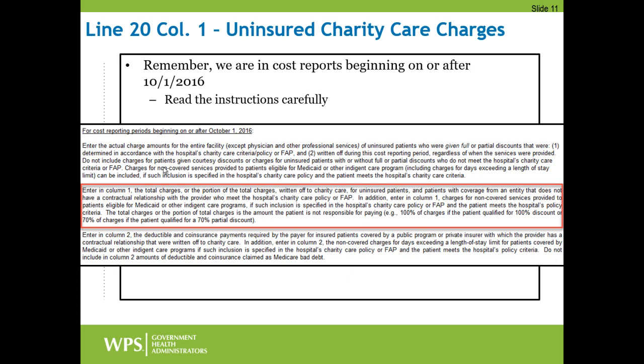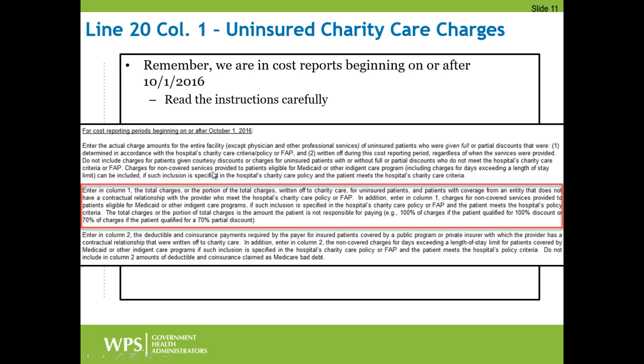Also, do not include charges for patients given courtesy discounts. So we're not going to allow those courtesy discounts versus a charity discount. Courtesy discounts are not allowed. They're for certain groups of individuals. Sometimes they're given to clergy, sometimes they're given to, I don't know, maybe family discounts for physicians or other hospital staff. Things like that have nothing to do with the charity care policy, so they're not allowable. Or charges for uninsured patients with or without full or partial discounts who do not meet the hospital's charity care criteria. If they don't meet your own charity care policy, they're not going to be allowable. That's what we're saying there.